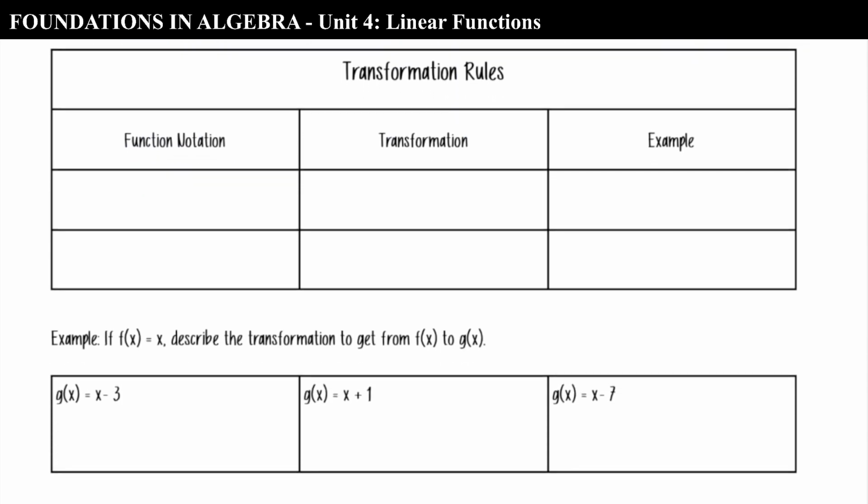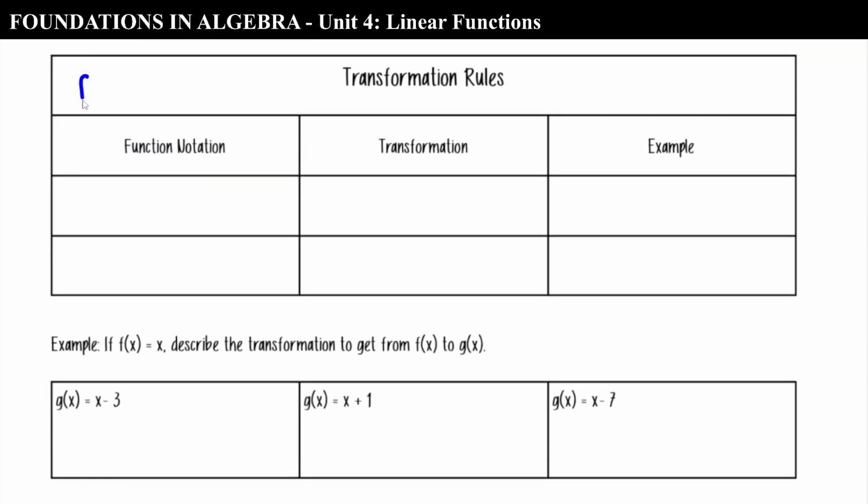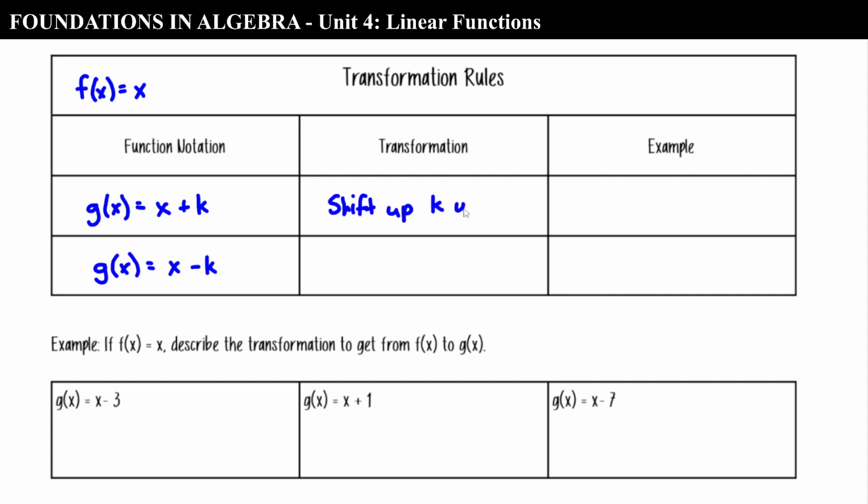Now let's talk about up and down. So again, our parent function is f of x equals x. This time, we're not acting on the x itself, we're acting outside of the x. So we're going to have x plus k. Notice we don't have parentheses this time. And then we have x minus k. If you have x plus k, we're shifting up k units. And if you have a minus, you have a shift down k units.